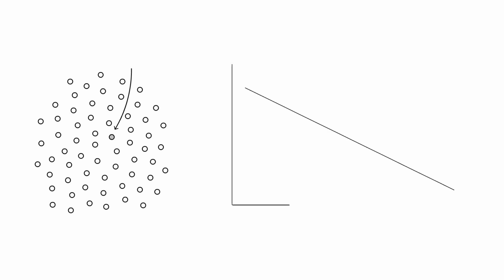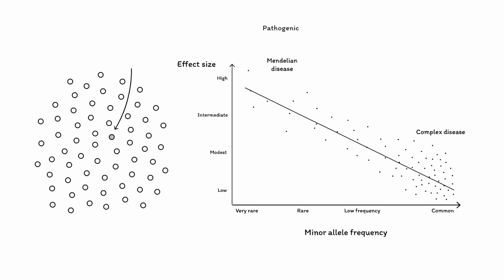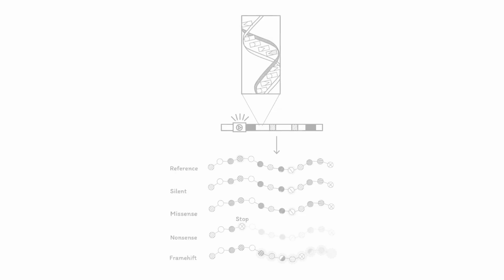Pathogenic variants, and thus Mendelian disorders, are on a population level very rare due to the large molecular impact that they have. Remember this graph? Pathogenic variants are often located in this corner of the graph. As the name implies, benign variants are not causing Mendelian diseases.